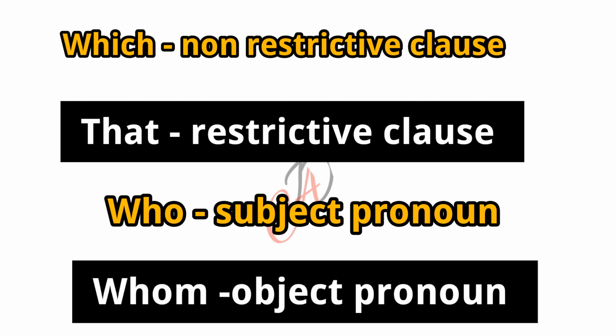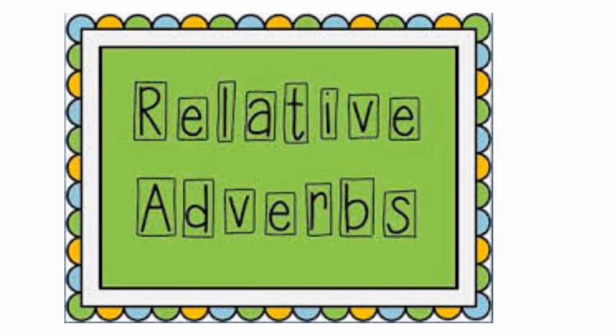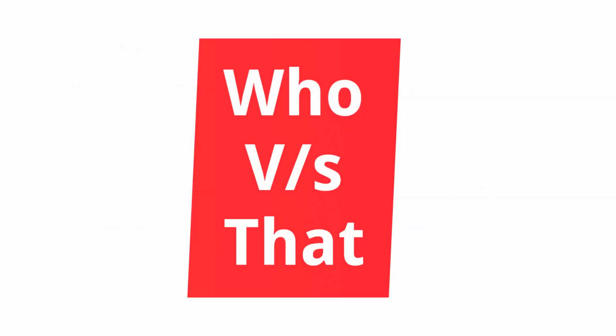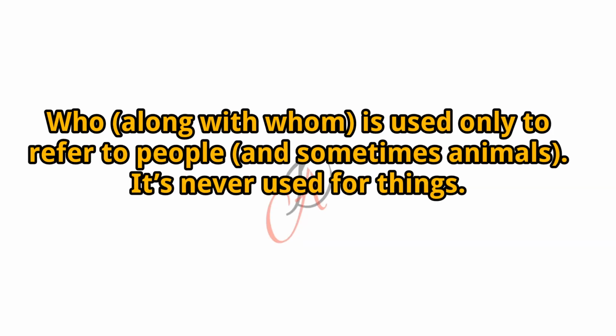So, guys, these relative pronouns are very important, but other than this, there are three relative adverbs also, like where, when, and why. Let's understand their usage by comparing each one of them with another. First, let's know the usage of who versus that. Who is a relative pronoun which is used only to refer to people, but sometimes animals. It's never used with things. I repeat, the relative pronoun who is never used with things.